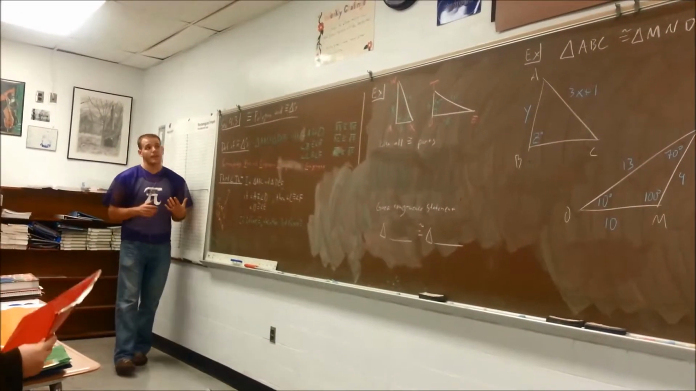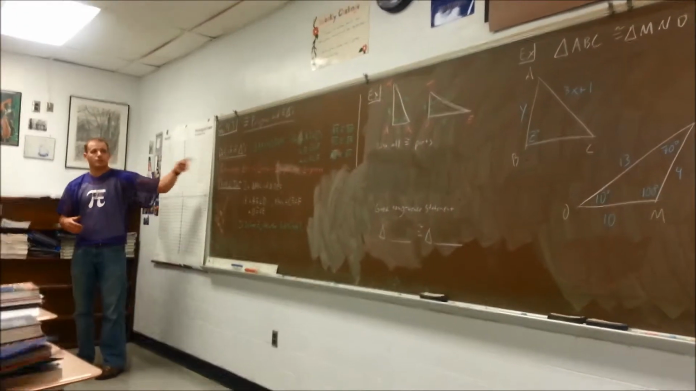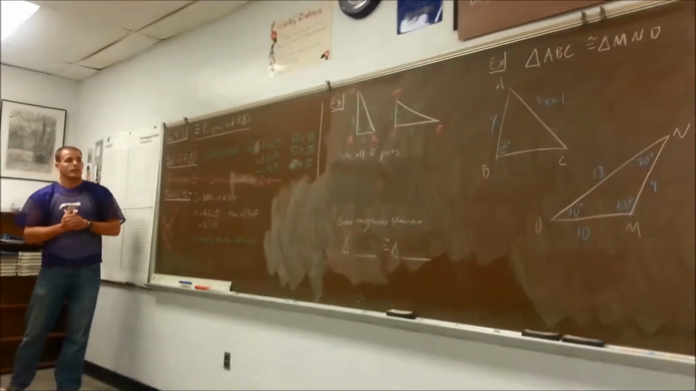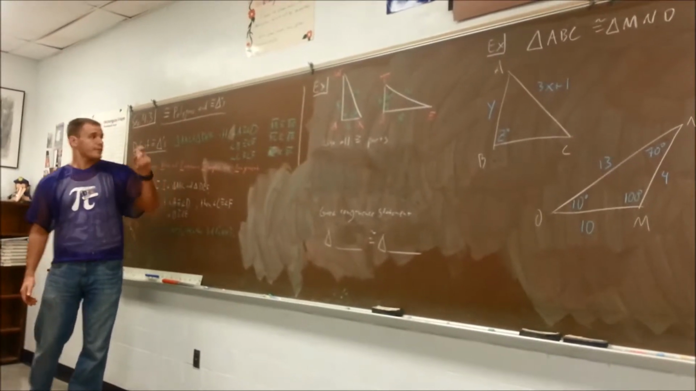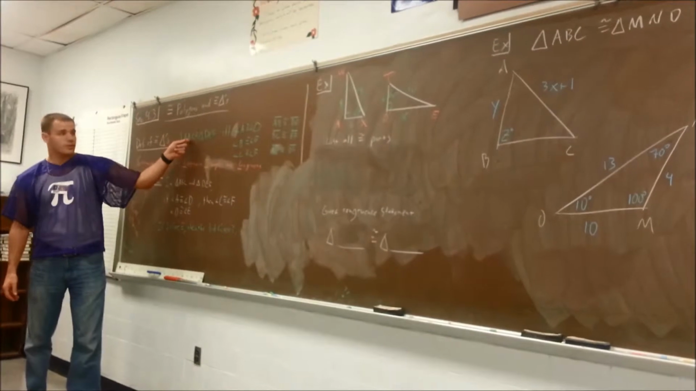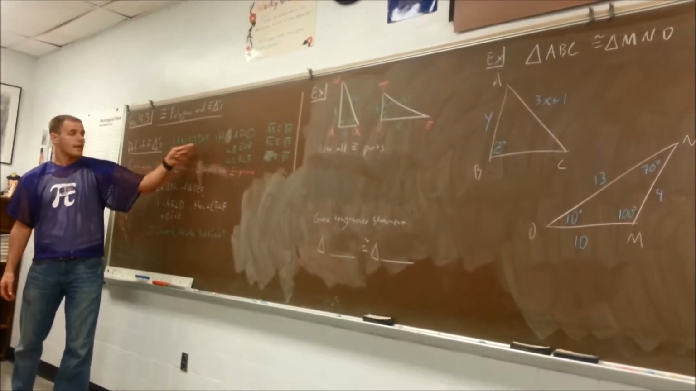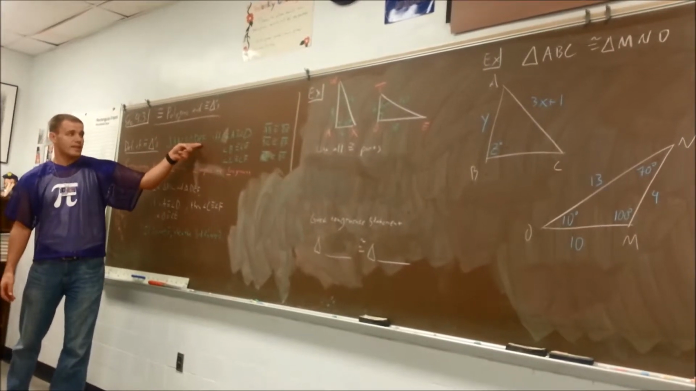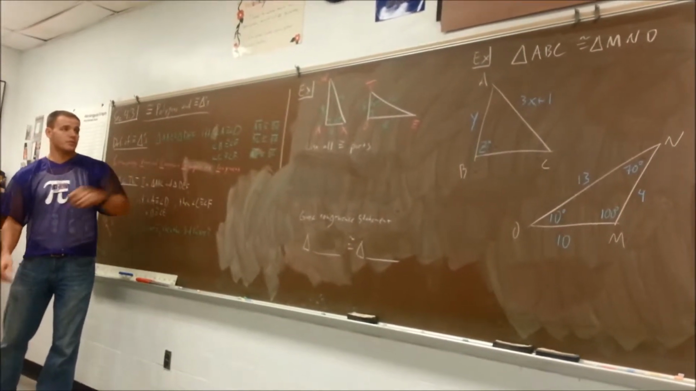Chapter, we're going to continue with that. Congruent triangles and congruent polygons, okay? Definition of congruent triangles, right here. Triangle ABC is congruent to triangle DEF if and only if angle A is congruent to angle D, angle B is congruent to angle E, angle C is congruent to angle F, AB is congruent to DE, BC is congruent to EF, and AC is congruent to DF.